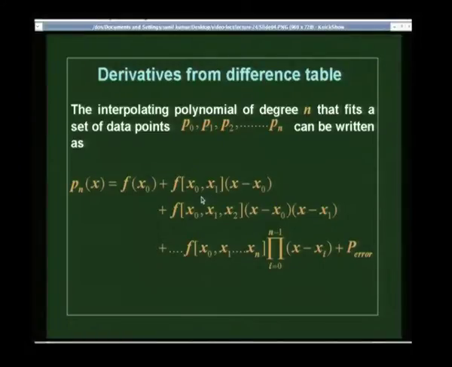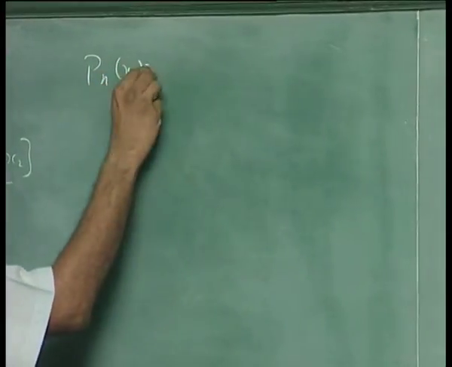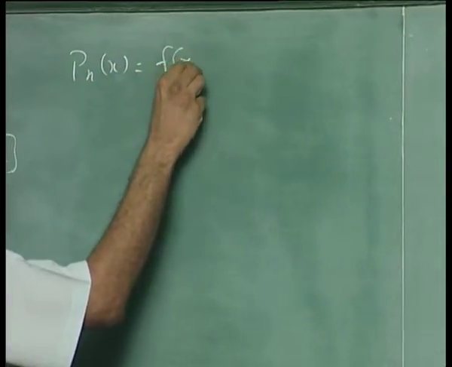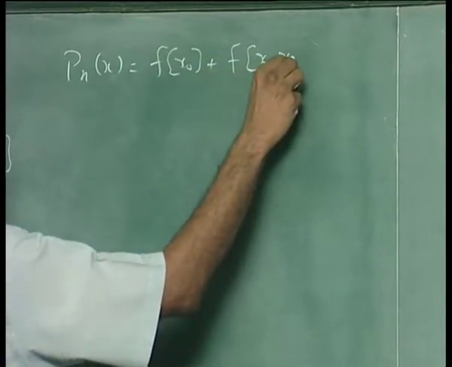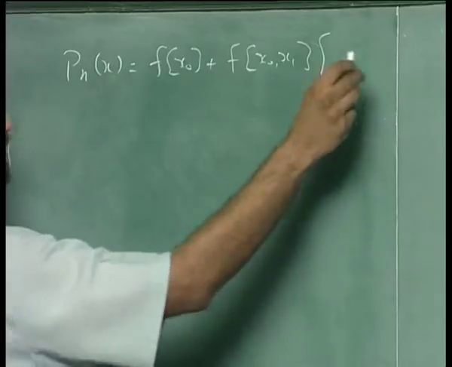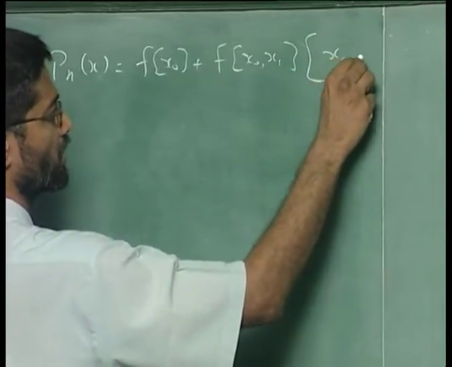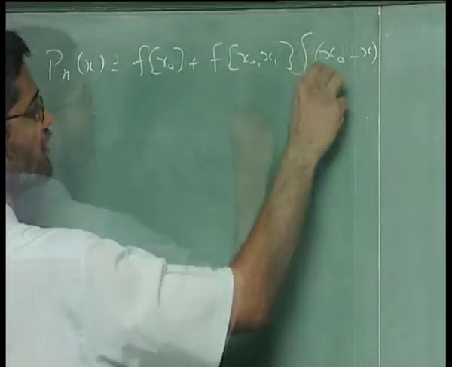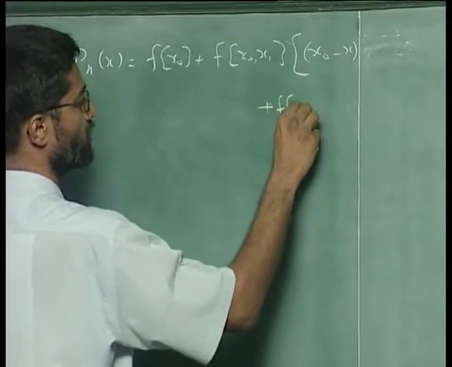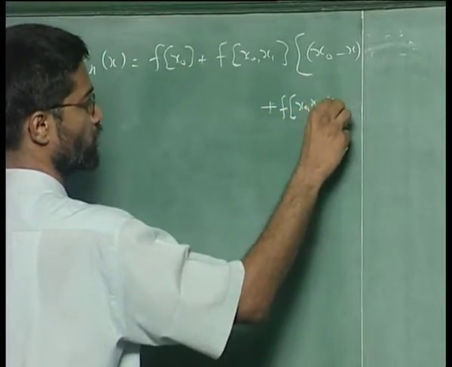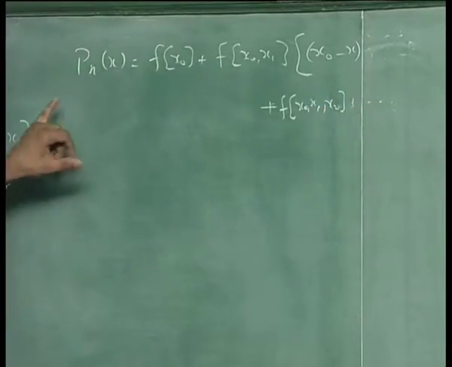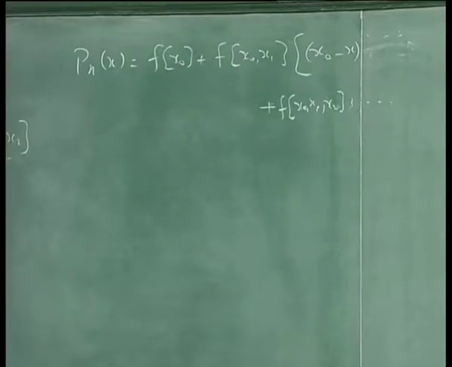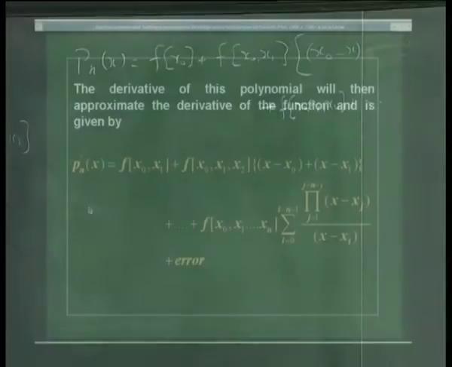Okay, so we could write the polynomial Pn of x, if you remember, as f of x0 plus f[x0, x1] into (x minus x0), plus f[x0, x1, x2], etc. Right. So, we could write this in a nested form like this. We have seen this earlier. So, that is what we would see in the program first. Okay.